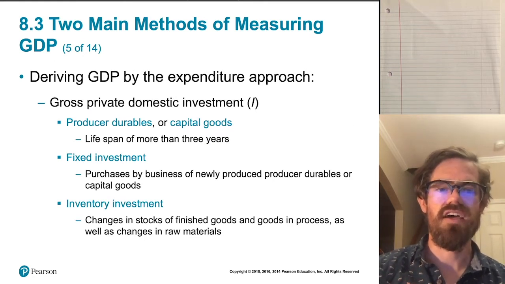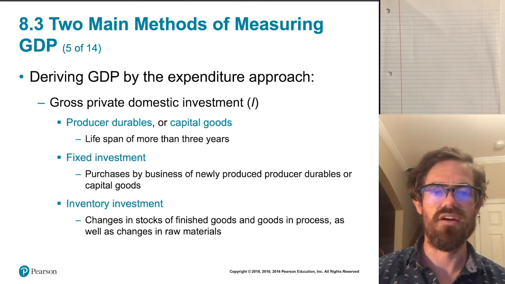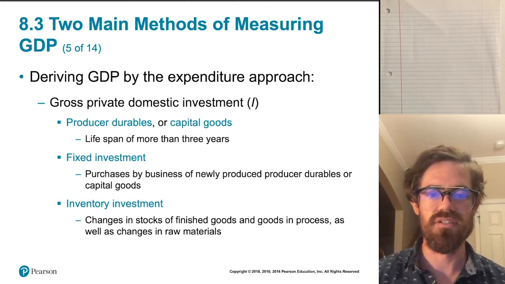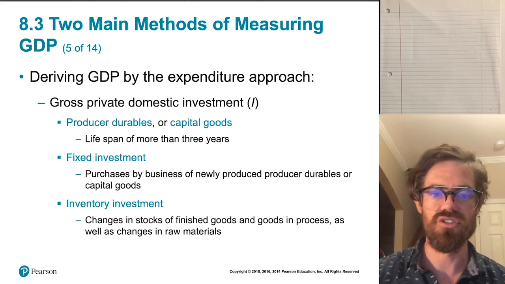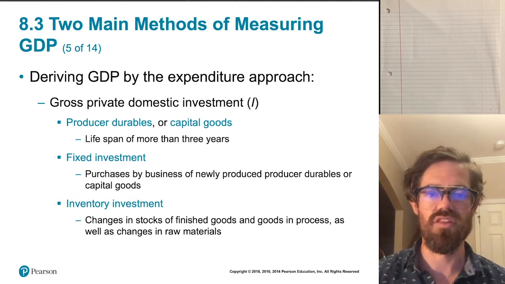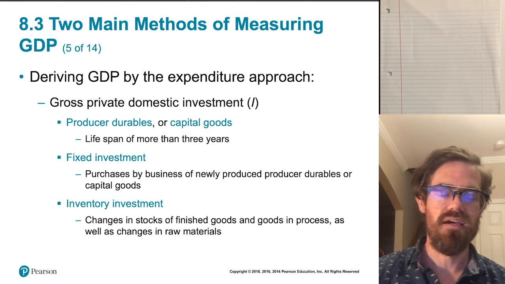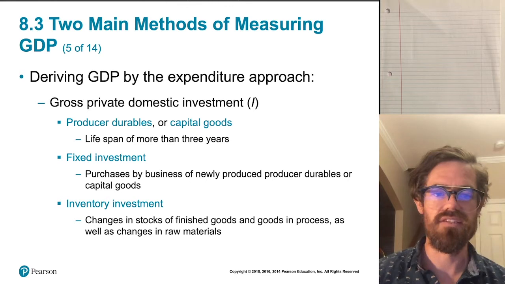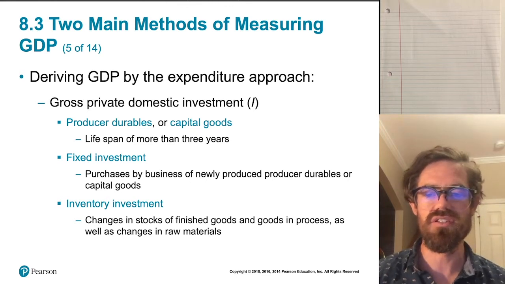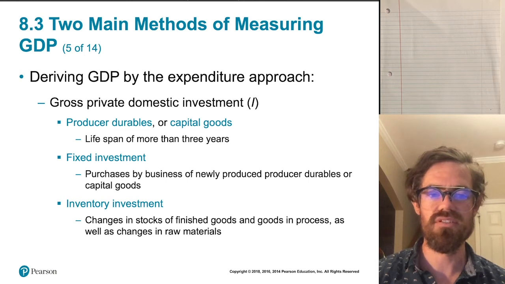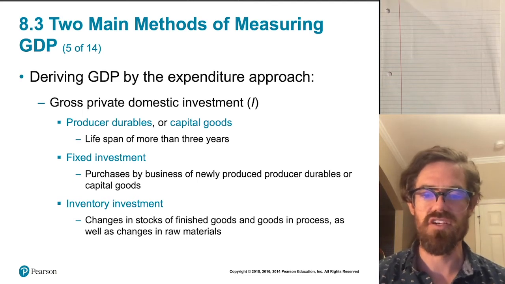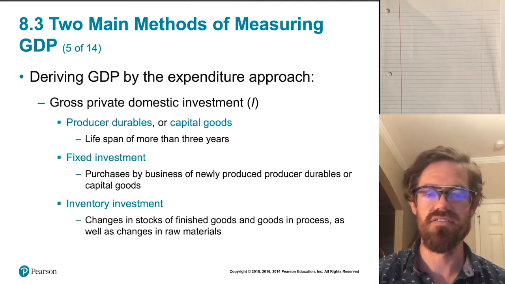Now, investment itself has some subcategories. So there are producer durables or capital goods, and similarly to consumer durables, these are things that have a lifespan of more than 3 years. Another subcategory is fixed investment, and this is purchases by businesses of newly produced durables or capital goods. So that's what fixed investment is called. And then when there's a change in inventory, that's called inventory investment. So changes in stocks of inventory. And it doesn't have to be final goods and services alone. It could also be inventories of raw materials as well.